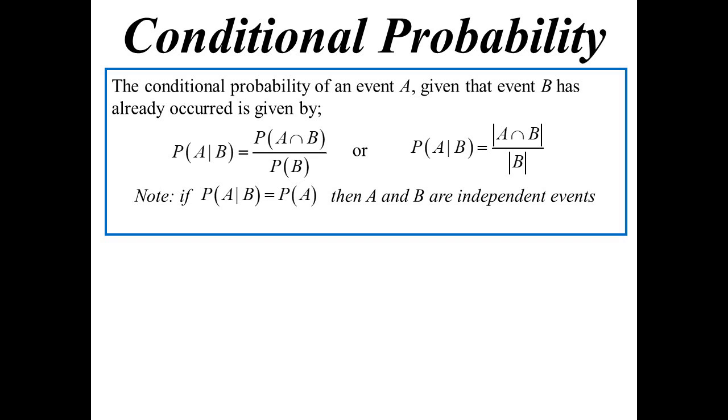Now, if it turns out that that probability is the same as just the probability of A by itself, then we must have independent events. Because what we're saying is that the fact that B happened didn't affect the probability at all. So the two events must be independent of each other. Another way of looking at that is if you find the probability of A intersection B and you get the same as the probability of A times the probability of B, then again, these must have been independent events.